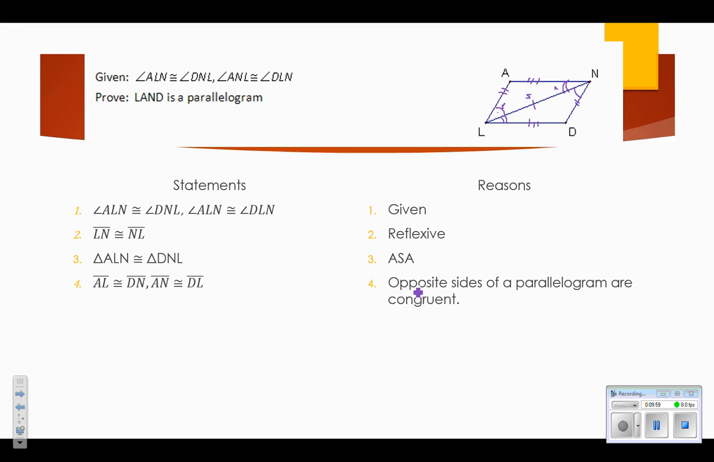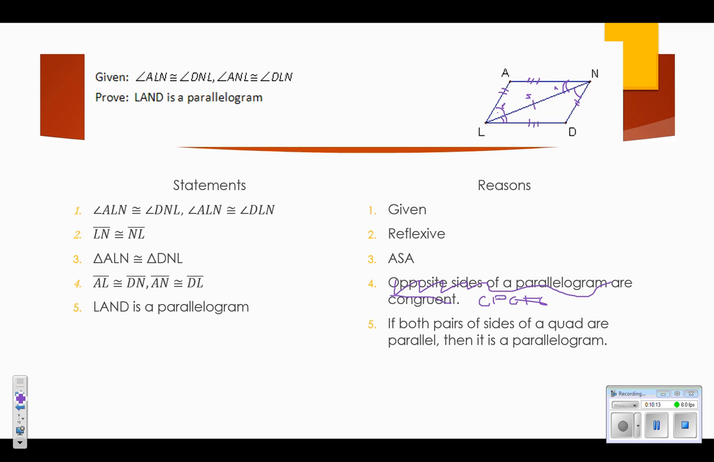That would be by CPCTC. I don't know why I said that. So by CPCTC, I thought I typed that. All right. And then we can say it's a parallelogram because if both pairs of opposite sides of a quadrilateral are congruent, then it is a parallelogram. So we've proved that those sides are congruent and it is a parallelogram.